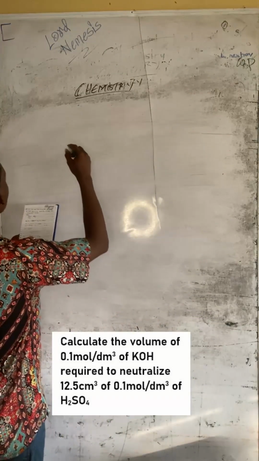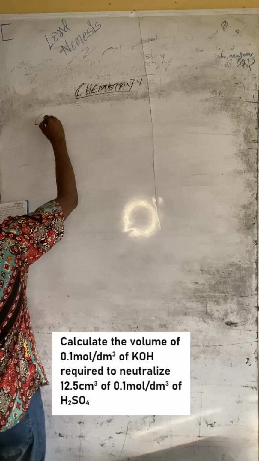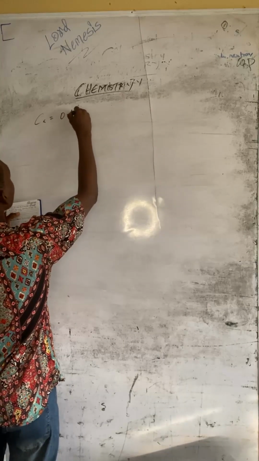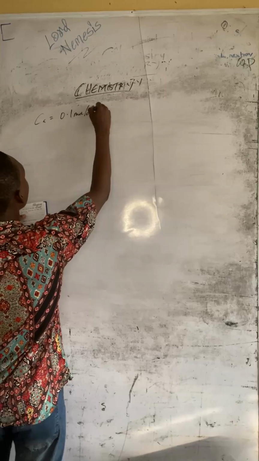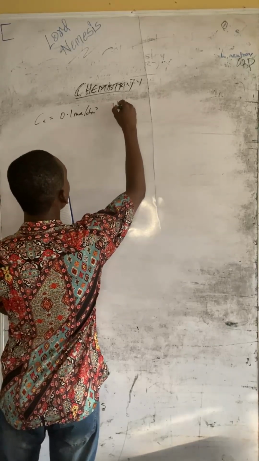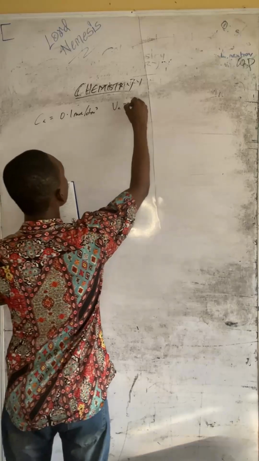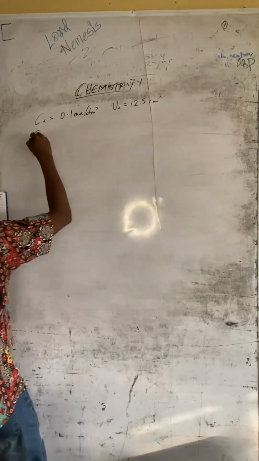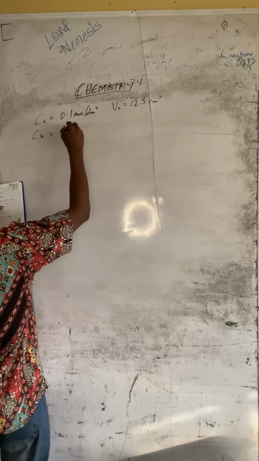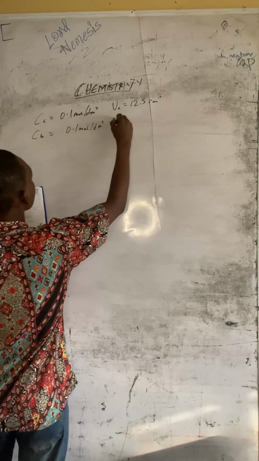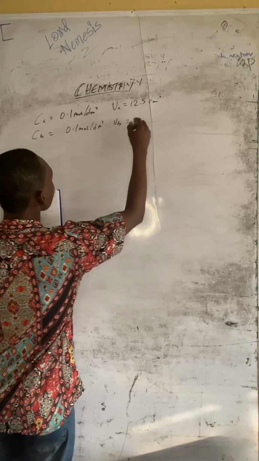We are given the concentration of the acid. The acid here is H2SO4, 0.1 mole per dm cube. And we are also given the volume of the acid to be 12.5 cm cube. Now, the concentration of the base was given to us as also 0.1 mole per dm cube, but the volume of the base was not given to us.